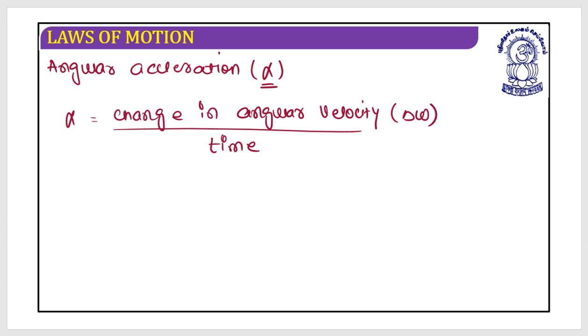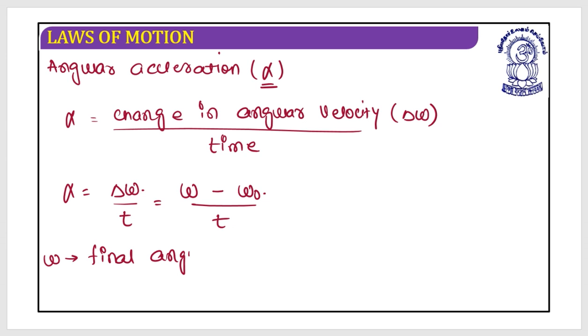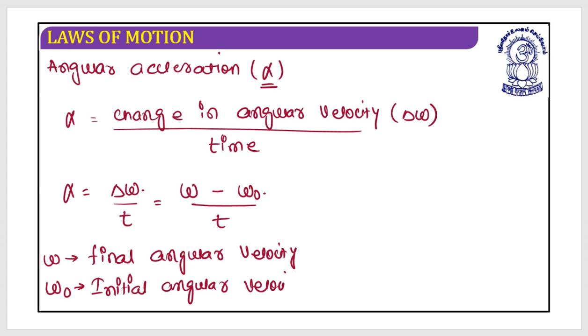Change in angular velocity, let's suppose denote it as delta omega. So alpha could be written as delta omega divided by time t, or this change can be represented as omega minus omega naught, divided by time t, where omega is the final angular velocity, while omega naught is the initial angular velocity.